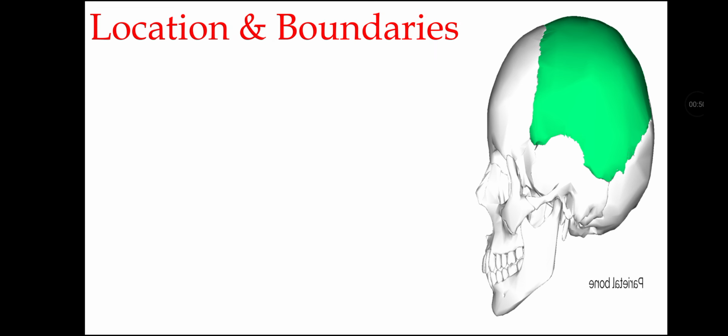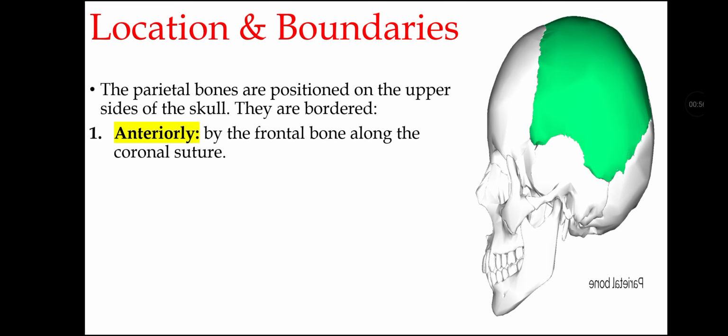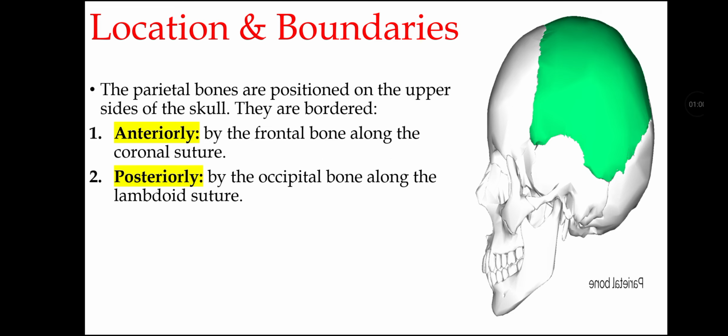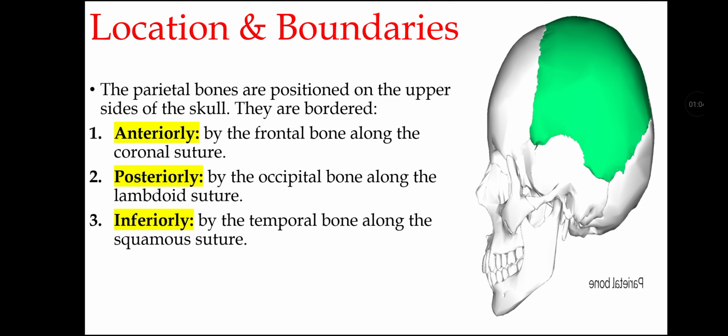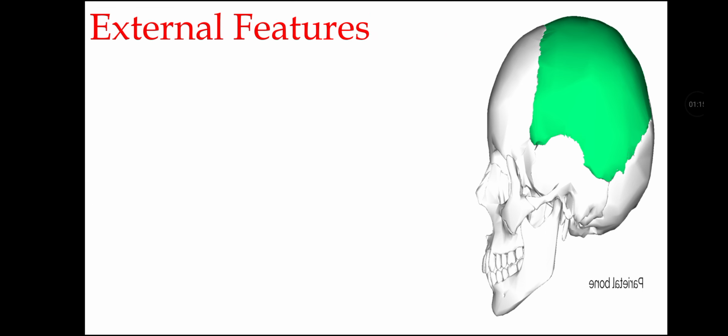Now let's talk about the location and boundaries of the parietal bone. Parietal bones are positioned on the upper sides of the skull. Anteriorly, it is bordered by the frontal bone along the coronal suture. Posteriorly, it is bounded by the occipital bone along the lambdoid suture. Inferiorly, it is bounded by the temporal bone along the squamous suture, and medially by the sagittal suture, where the paired parietal bones join to form the midline of the skull.